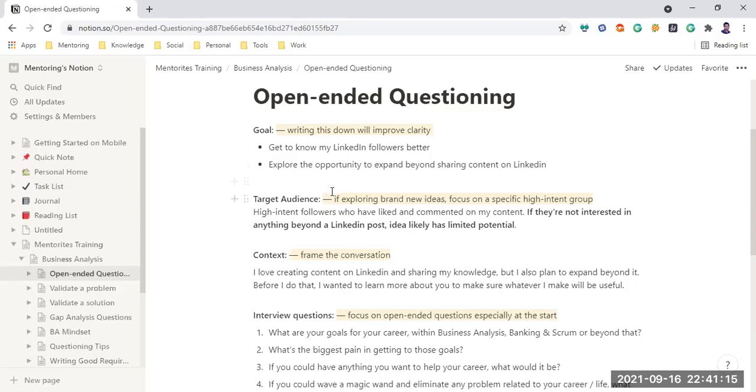Then you need to always have a goal when you are getting into open-ended questioning. So you need to define your goal. When you're getting into an open-ended questioning mode, maybe you want to find the root cause of a problem, or understand the new opportunities that your user is asking for, or document the top 3 pain points. So you need to write down your goals.